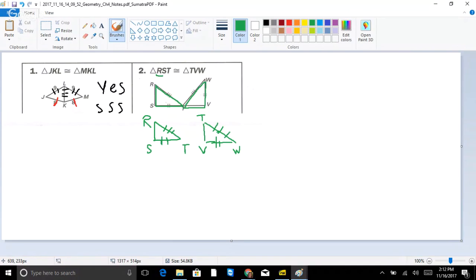However, we do not actually know if this side and this side are congruent to each other. We don't have enough information to know if those two are congruent to each other. So although we have two sides that are congruent to each other, that doesn't necessarily mean that the third side is congruent. If our angle is slightly different, they might not be congruent. So we cannot prove that these two triangles are congruent just based off of this.